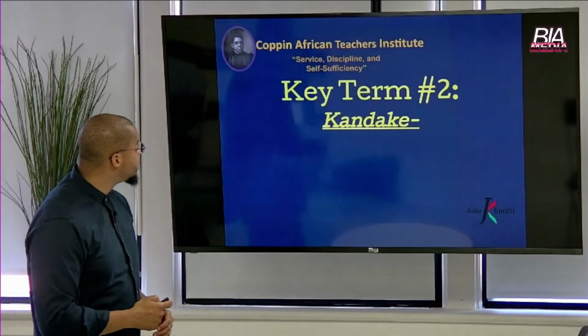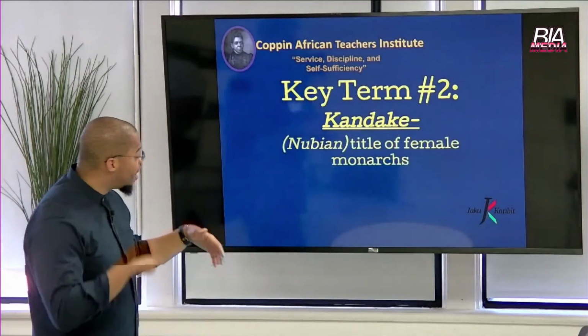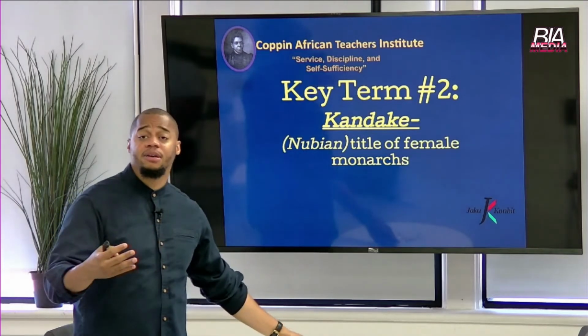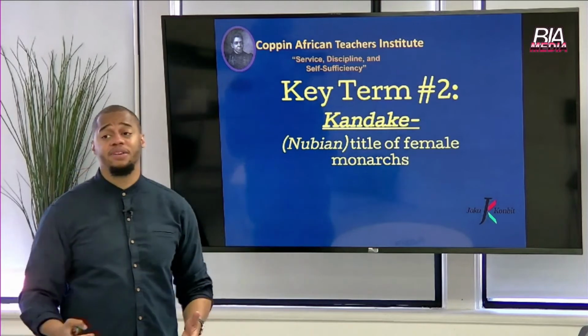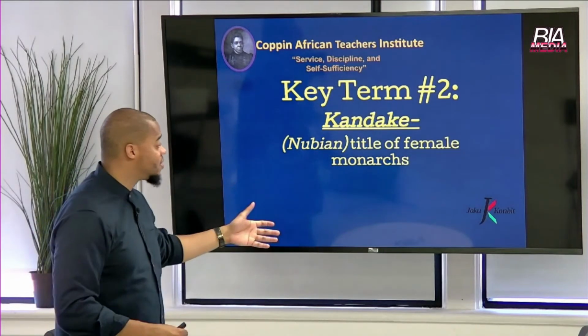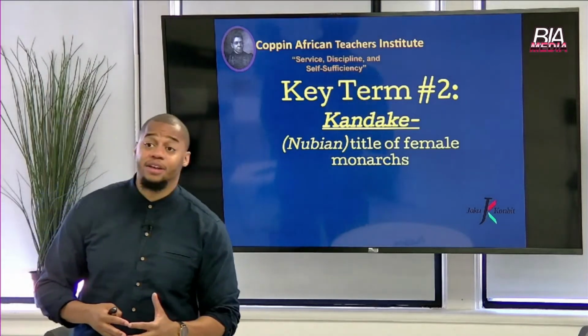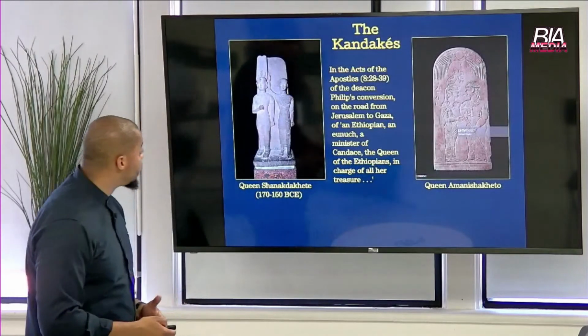One of the other aspects of Nubia is that it had even more female monarchs than Egypt. And a preponderance of female monarchs, known as the Kandakes. These are the female queens that ruled Nubia. And there's a lot of them. And they were very powerful. And I'll tell the story of one.